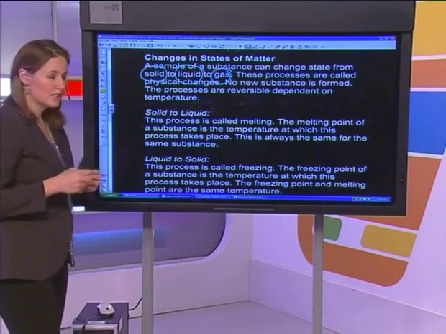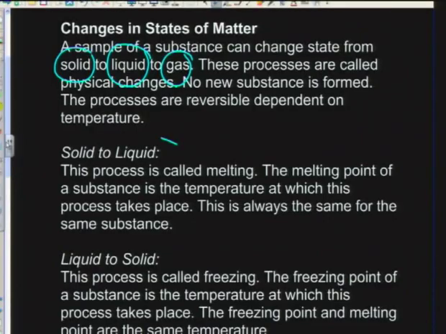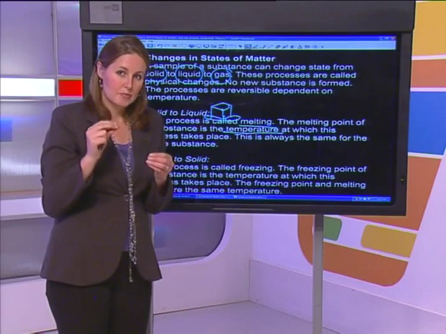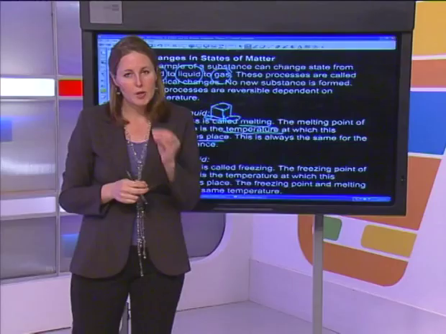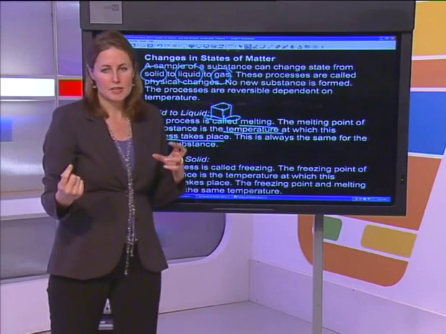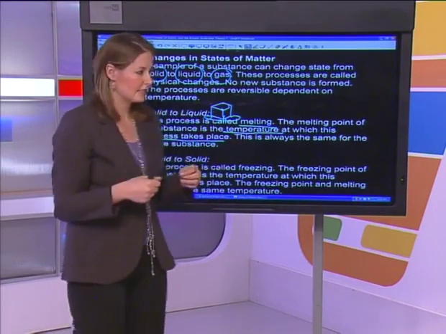So now we're going solid to a liquid, and I want to just, on these notes, sketch quickly a block of ice, a cube of ice, and it's melting. This process is called melting, so I'm drawing a little puddle around the ice to show that it's melting. The melting point of the substance is a temperature. Recall that we spoke about that last week. It's a specific temperature point at which the process of melting takes place. This is always the same for the same substance. So pure water will melt at a specific temperature. What temperature? 0 degrees Celsius.